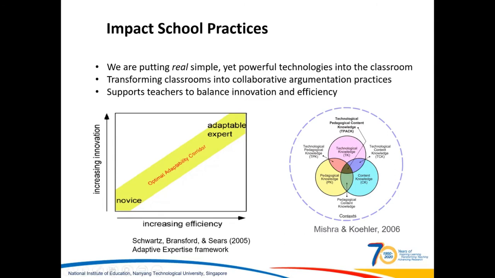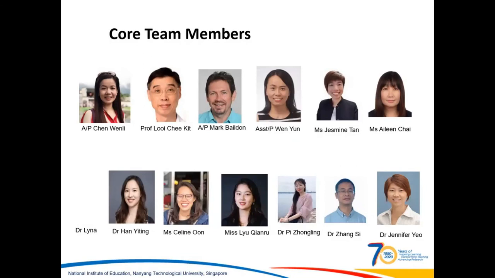If students are able to achieve the same learning result with pen and pencil as with technology, then it is not considered a meaningful use. So what we see here is that technology, pedagogy, and content really need to work together to achieve the desired learning outcome. Okay, so this is my research team.